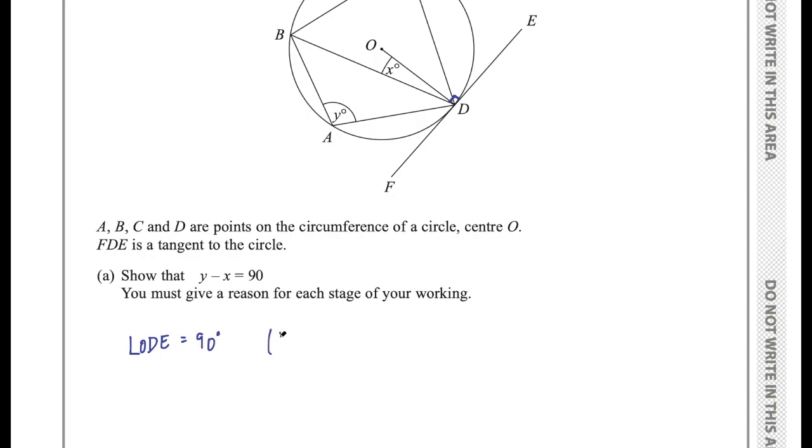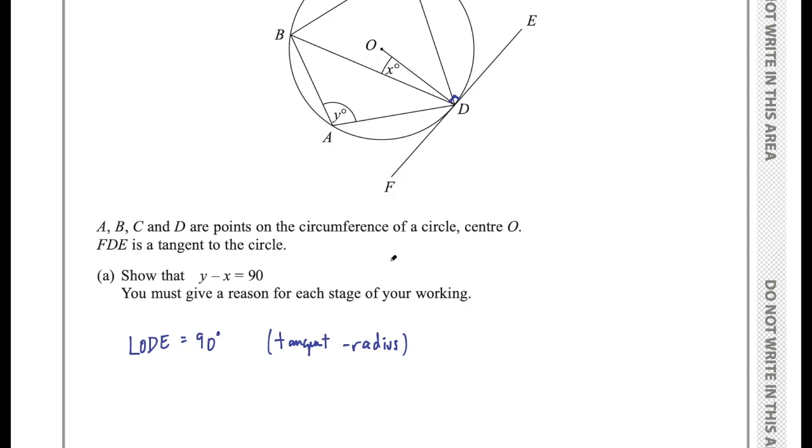And this is the tangent radius theorem, the angle between the tangent and a radius. By the way, if you want the proof of this theorem or any of the other circle theorems, check out my video on the proofs of all the circle theorems you need to know for GCSEs.